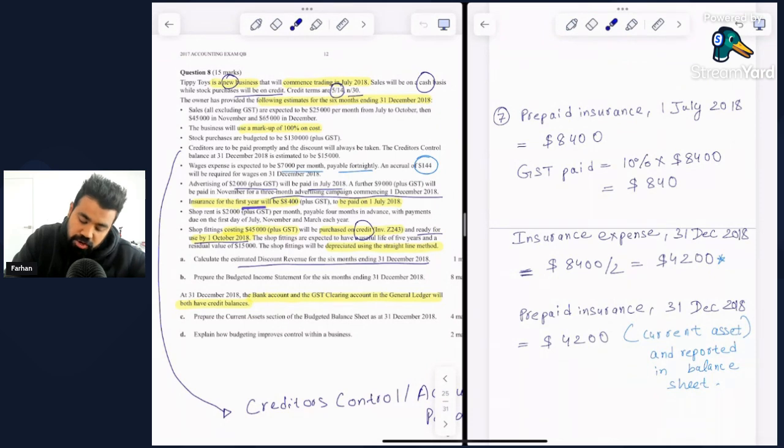Insurance for the first year will be $8,400 plus GST to be paid on 1 July 2018. Okay, so we know the prepaid insurance at 1 July 2018 is $8,400, and the GST that we would pay on this insurance would be 10% of $8,400, which is $840.